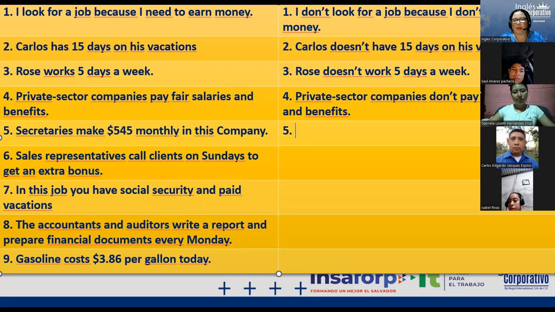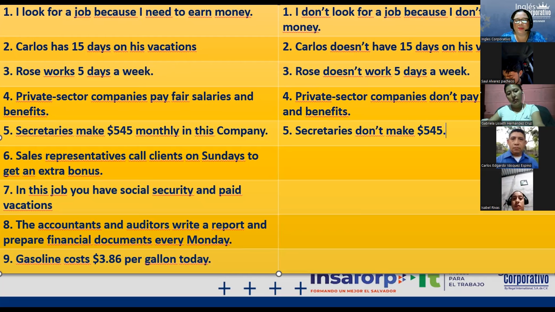Number five. Secretary doesn't make. This is plural. Secretaries? Doesn't. Why doesn't? Make. Don't. Exactly, Gabriela. It's don't because this is plural. It's more than one secretary. We are talking in general about secretaries. It's not only one secretary. So if it is one secretary, then here we have makes, right? But no, we have secretaries. Don't. Okay.